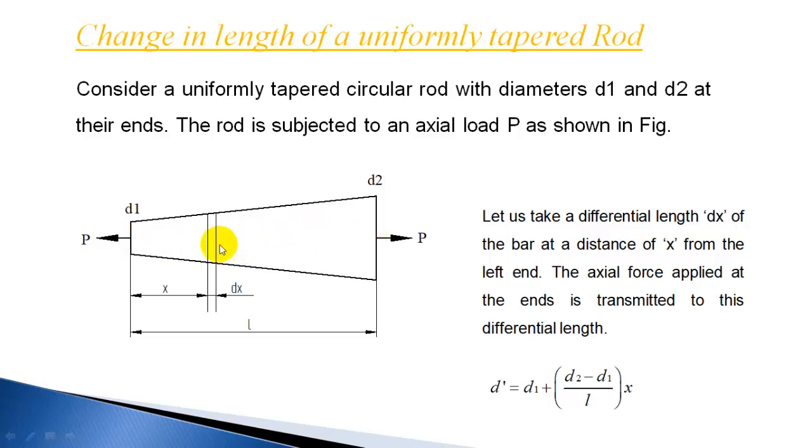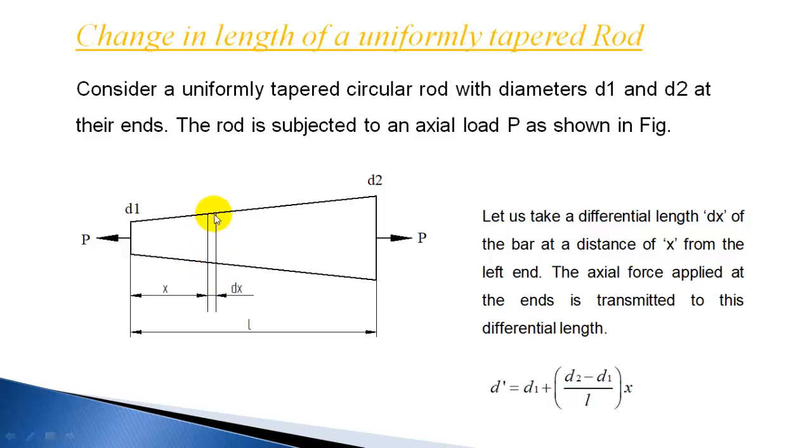So we need to consider all such deformations in small differential lengths and sum up to get the total elongation. For that we can consider a differential length, which means a very small length. When you consider a small length, the change in area of cross section in that differential length can be considered negligible, and you can use the equation PL by AE for that differential element, because the diameter at the left end of that element and the diameter at the right end can be considered to be the same, since it's a very small length.